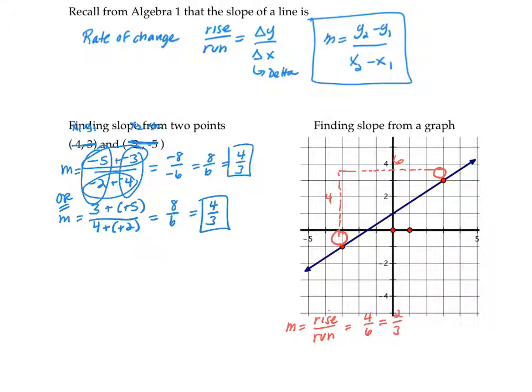Now, I went with the 2 marked points on the graph, and I'd just like to point out that you could also go from any 2 points on the line. So this is a good one because it's marked. This would be another good one right here. And notice that that gives us a slope of 2 over 3. And that's what we got when we reduced that fraction.